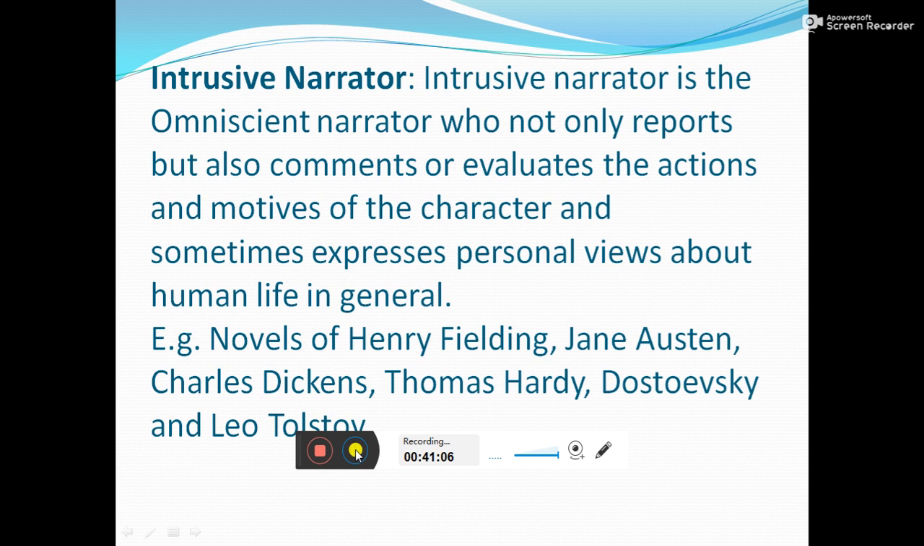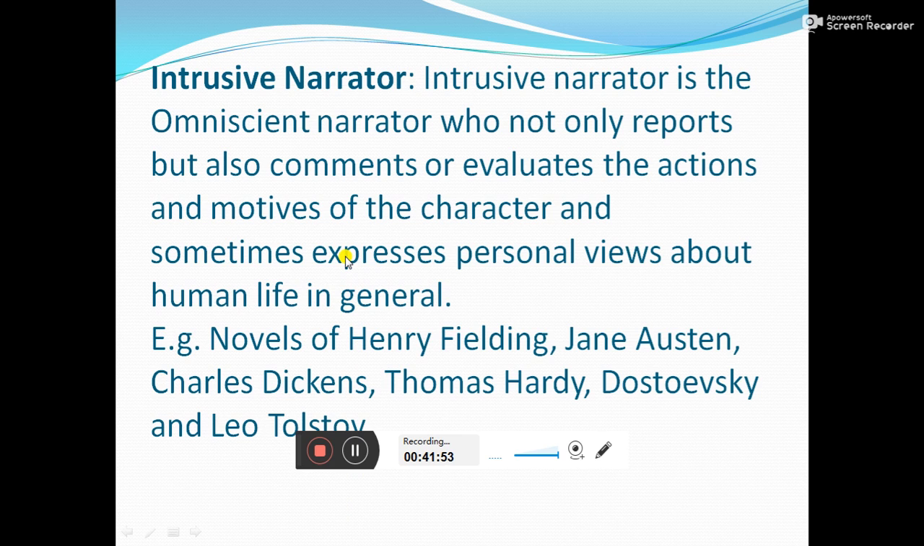The next type in the third person narrator or third person point of view is an intrusive narrator. Intrusive, someone who intrudes, who comes in between, who makes his presence felt. So the intrusive narrator is the omniscient narrator who not only reports, not only knows, but also comments or evaluates or judges the actions and motives of the character, and sometimes expresses personal views about human life in general. Novels of Henry Fielding, Jane Austen, Charles Dickens, Thomas Hardy, Dostoevsky, Leo Tolstoy, all these novels have such an intrusive narrator.